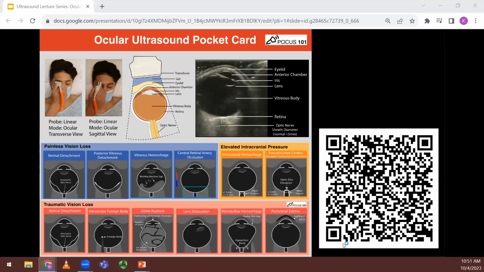Throughout the presentation, you're always going to see one of these images on the bottom right corner of the slides, just so that you kind of correlate those images to the actual images in the ultrasound.